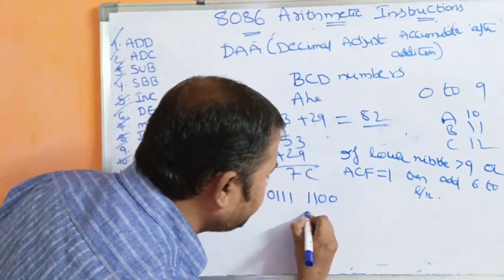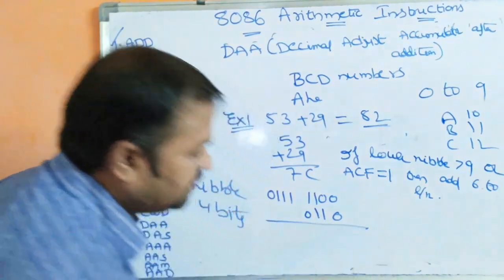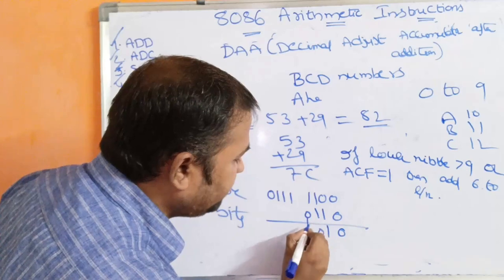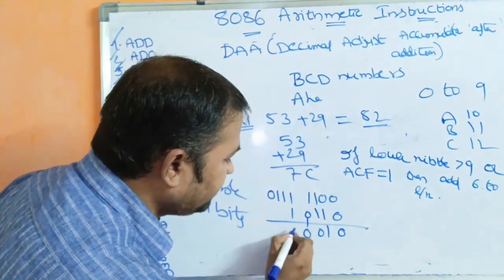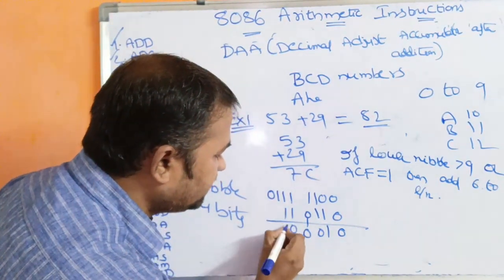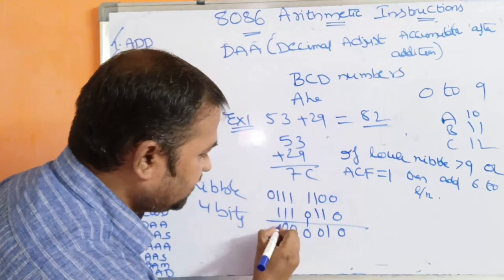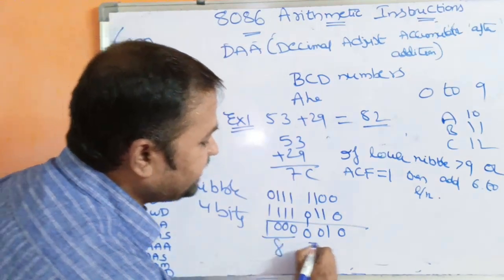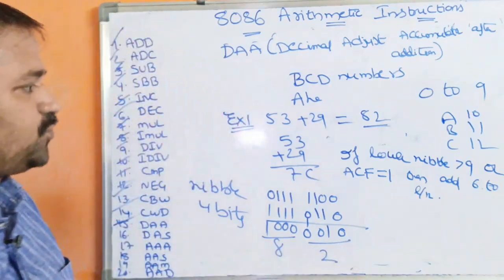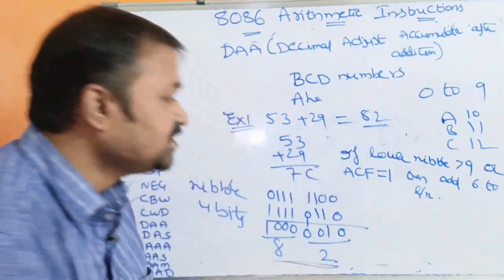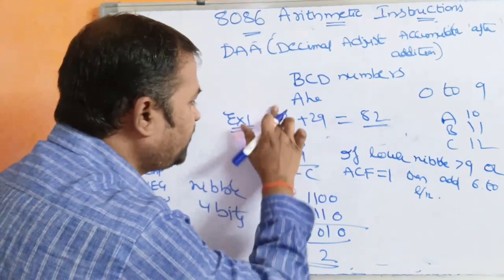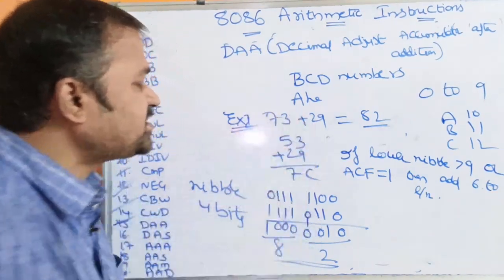6 in binary notation is 0110. So we have to add 6. 1100 plus 0110: 0 plus 0 is 0, 0 plus 1 is 1, 1 plus 1 is 0 with a carry 1, 1 plus 1 is 0 with a carry 1, and so on. The result is 1000, which is 8, and 0010, which is 2. So 82 is the result. In this way, we will get the output. Okay, now let us see another example. Example 2: 73 plus 29.